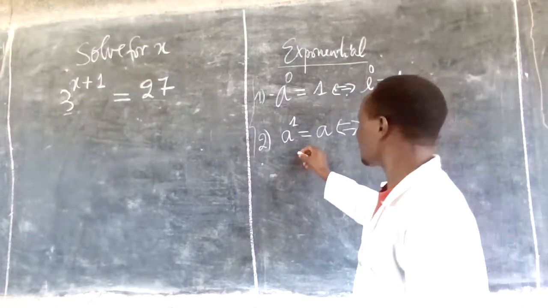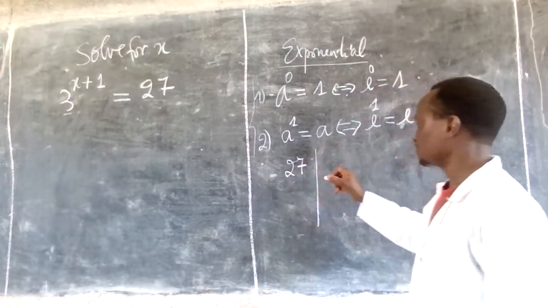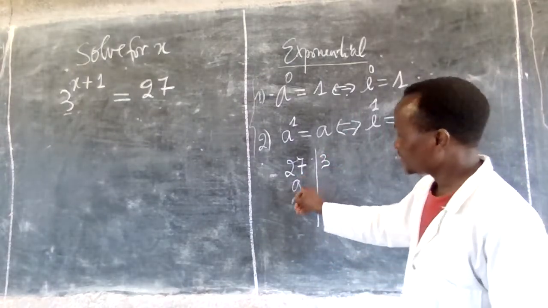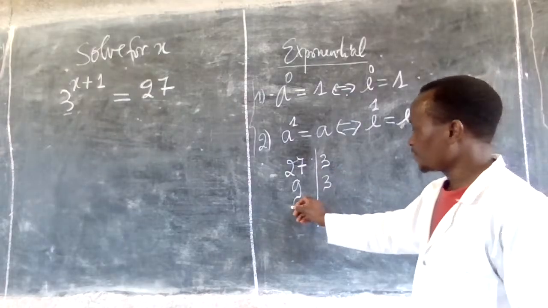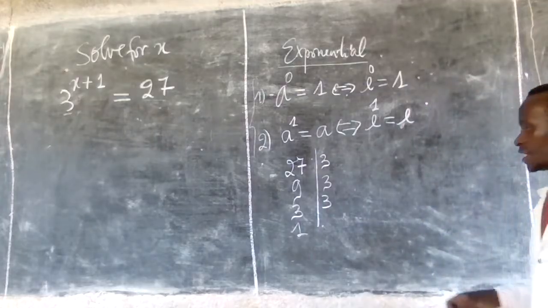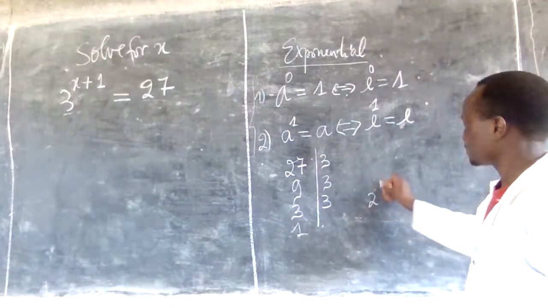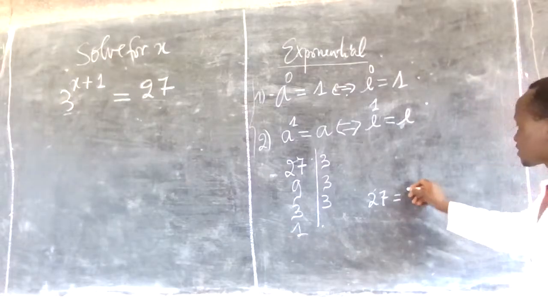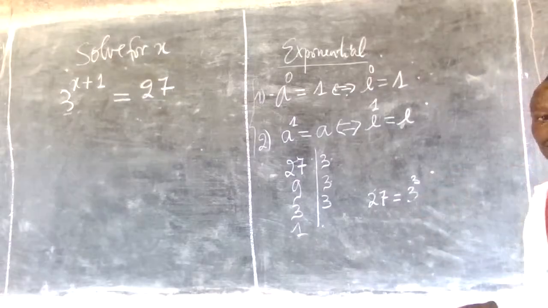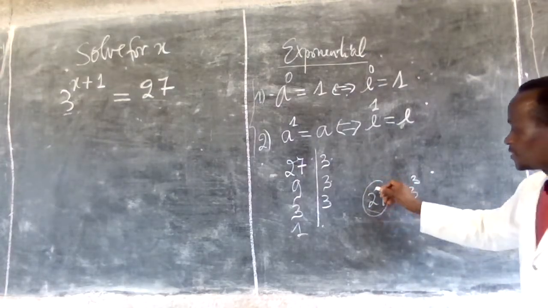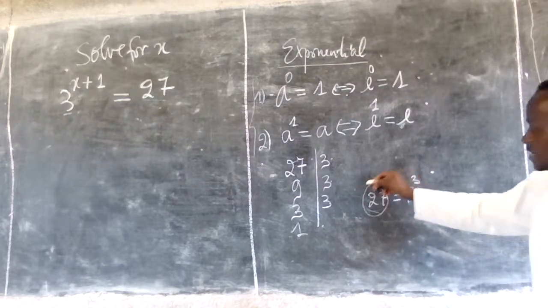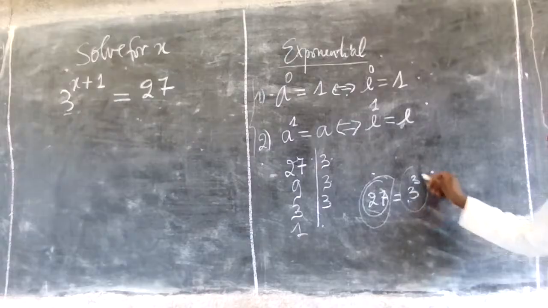Let me write here 27. Now 27 should be factorized by 3. We remain with 9. We use a 3, we remain with 3. And 3, we remain with 1. Now 27 is equal to 3 power 3. In the place of this 27, you have to write 3 power 3.